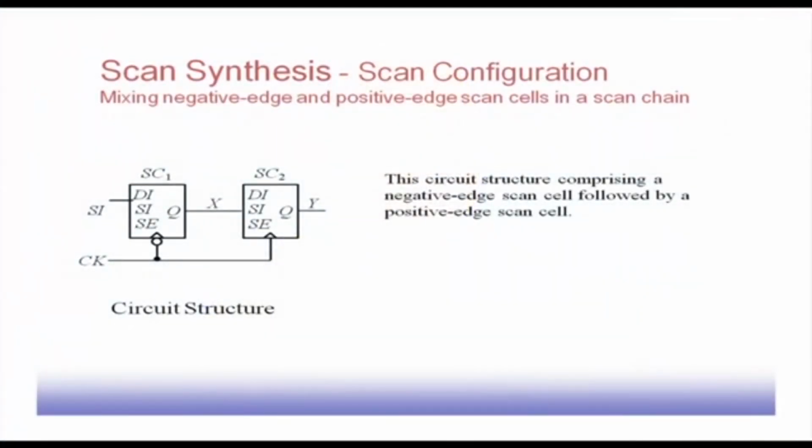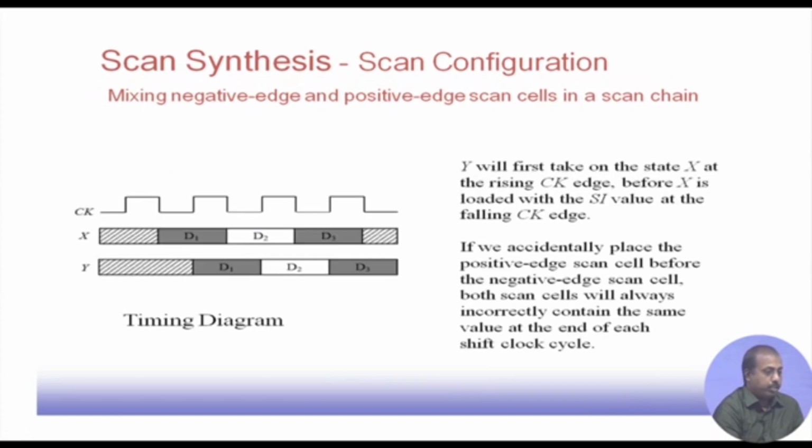So, scan synthesis. In scan synthesis, one stage of it is scan configuration. In that process, while mixing negative edge and positive edge signals in a scan chain, the circuit has a negative edge scan cell followed by a positive edge scan cell. This is the circuit structure. It has to be connected like this, because after the negative edge has come, this value will be set to some proper value, and then on the positive edge the value can be sensed by the next scan cell. So, they need to be grouped like this.